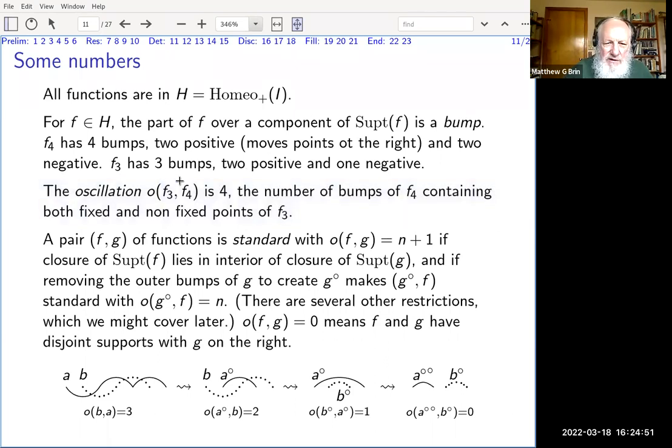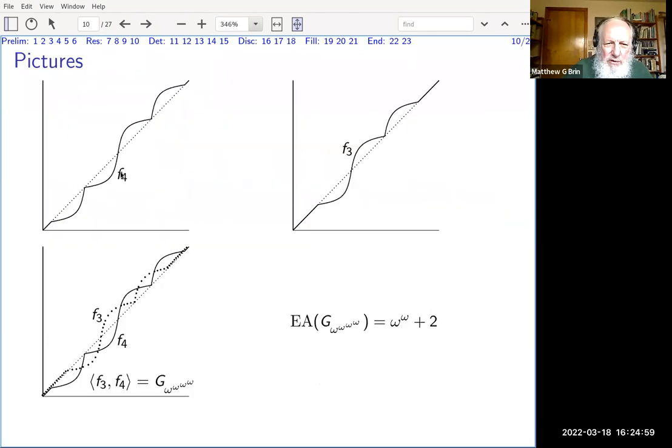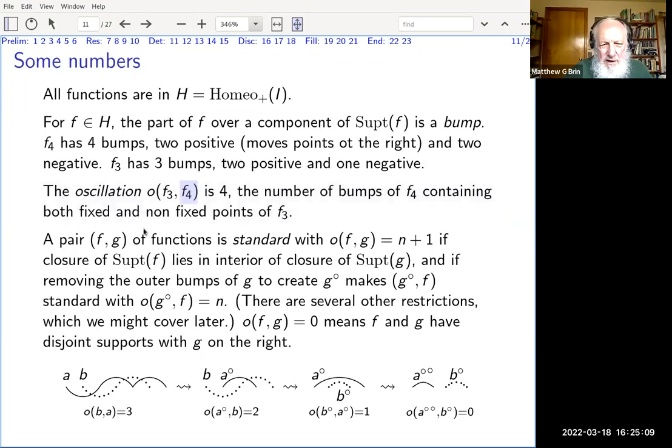F3 is to the left and F4 is to the right because F4 is the more important function. And why is it more important? Because the supremum of its support is greater than the supremum of the support of F3. And that will be used to order these things. So a pair of functions is standard if it satisfies this recursive definition.